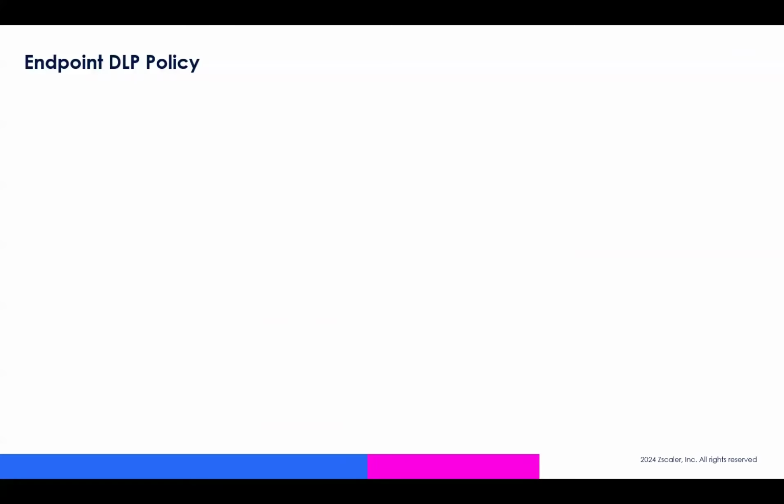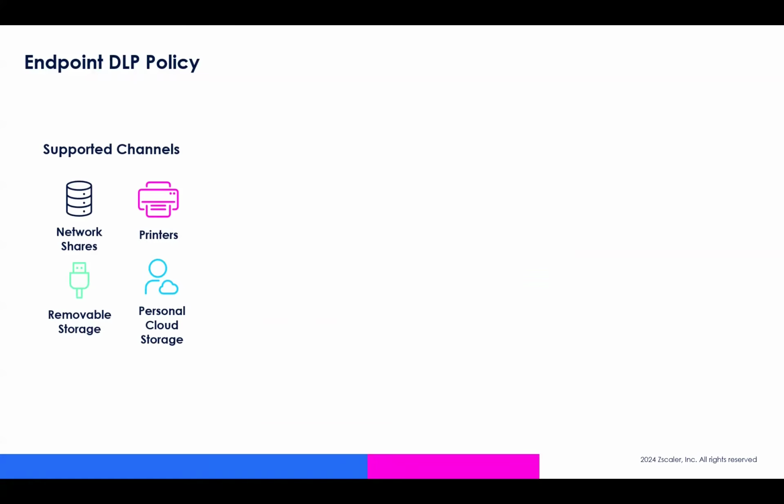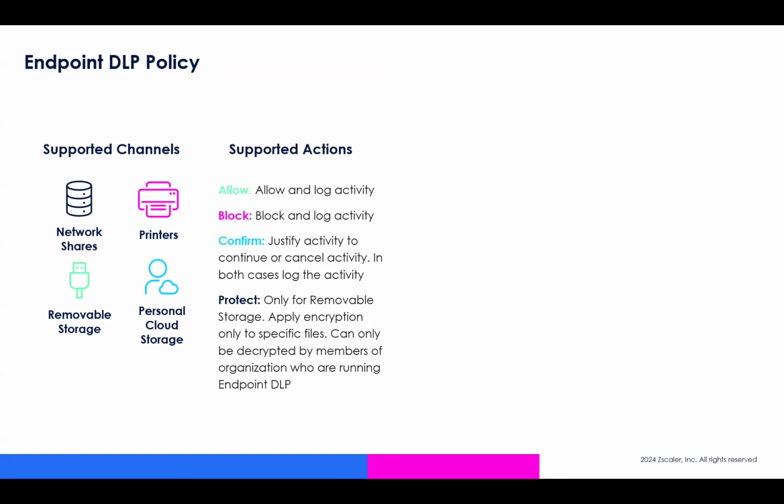Let's take a closer look at how Endpoint DLP policy works. First, note that Endpoint DLP policy supports 4 channels: network shares, printers, removable storage, and personal cloud storage. The supported actions are allow, allowing and logging the activity; block, blocking and logging the activity; confirm, prompting the user to justify the activity to continue or to cancel it. In both cases, this is logged; and protect, which is only applicable for removable storage.